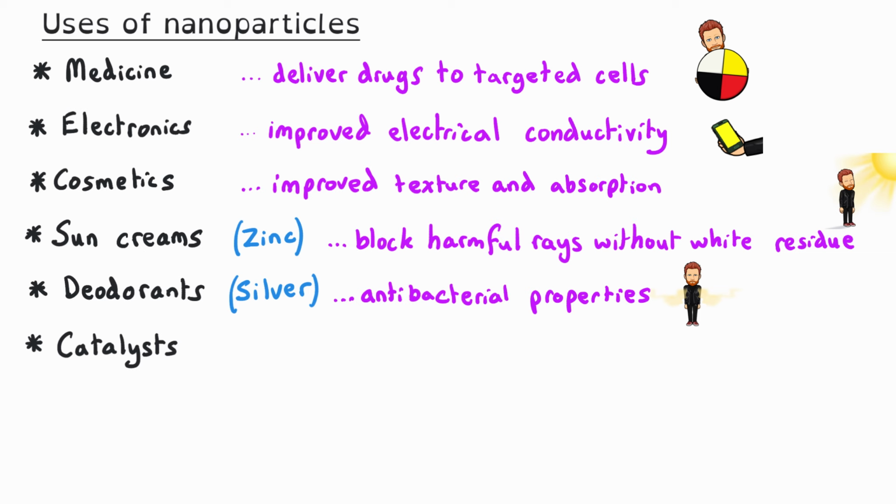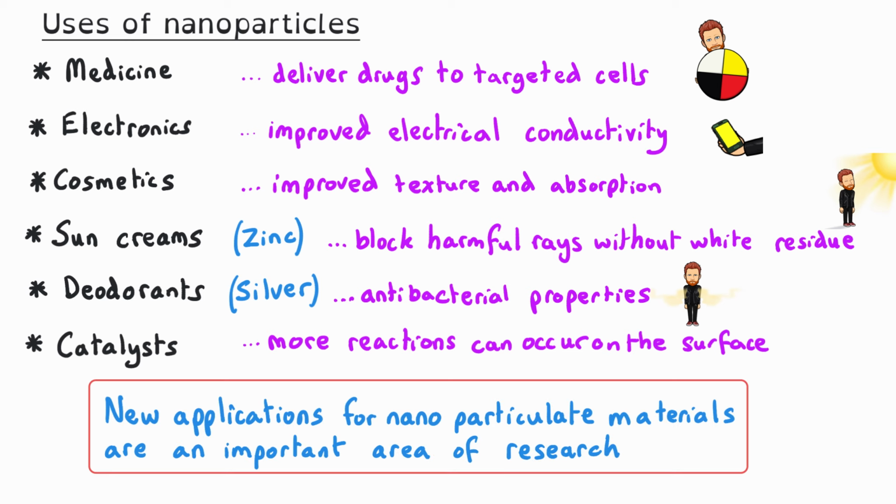Nanoparticles also make excellent catalysts due to their higher surface area to volume ratio, enabling more reactions to occur at the surface of the material, making chemical reactions happen faster, and so the reaction will be more efficient. Understanding nanoscience helps scientists create innovative solutions to various challenges in fields like medicine, energy, and environmental protection. And so new applications for nanoparticulate materials are an important area of research.